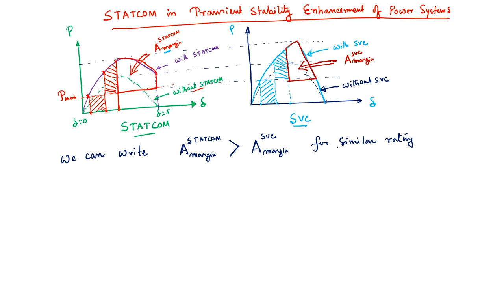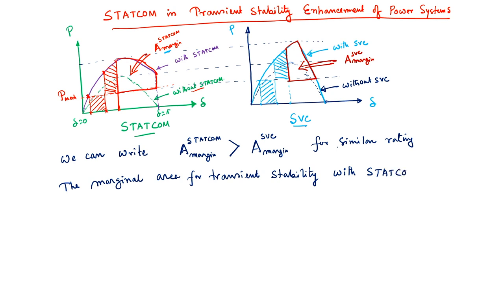Or we can write as a statement, the marginal area of transient stability with STATCOM is higher than similar rated or same rated SVC. That is the main conclusion point I want to draw over here.